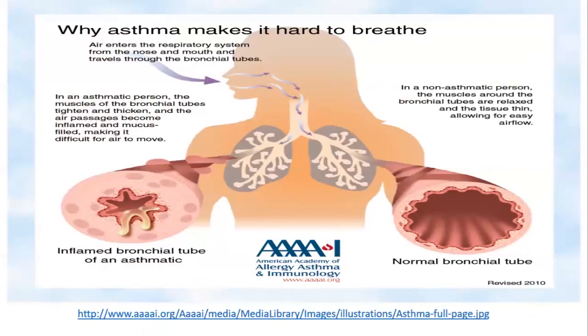And this is just illustrating why asthma makes it hard to breathe. So if you look on the left, you will see the inflamed bronchial tube of an asthmatic. And on the right, you see a normal bronchial tube. So on the left, there's obvious obstruction there within the bronchial tube.